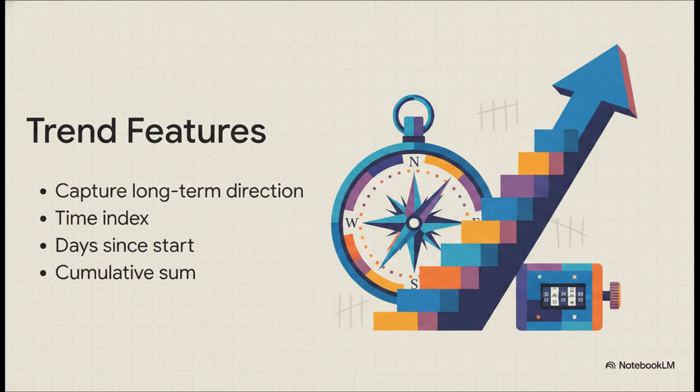A cumulative sum keeps a running tally. Basically, these linear features tell the model, hey, regardless of what happened today, we've been steadily growing by roughly this amount over the last 3 years.